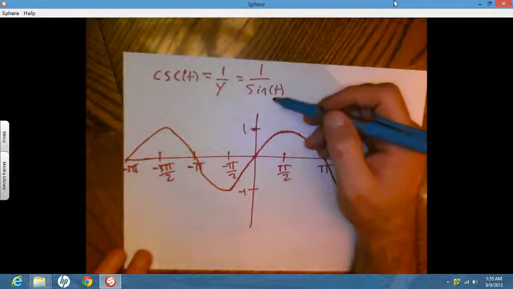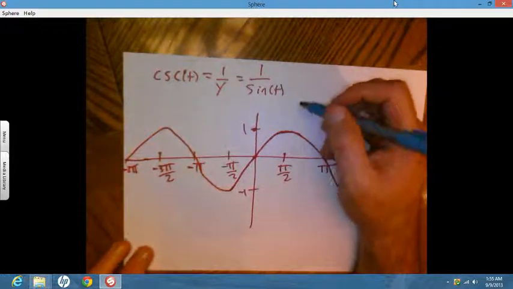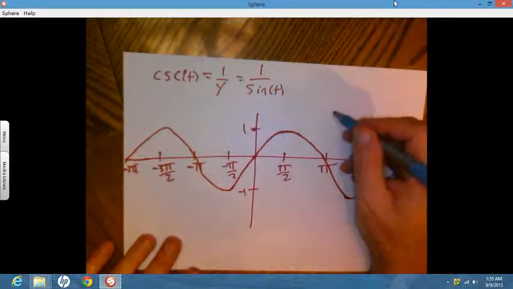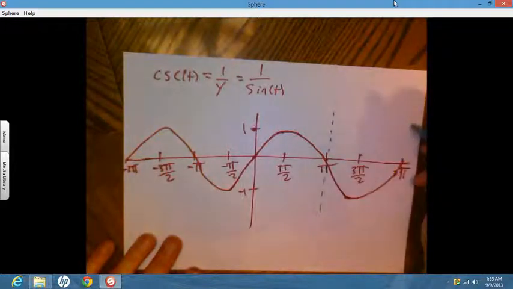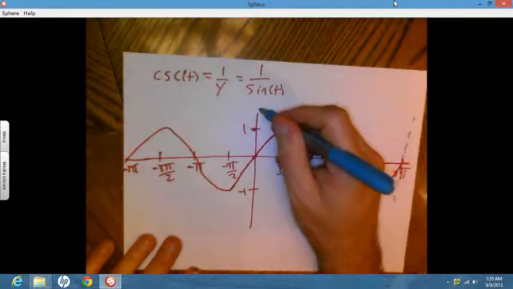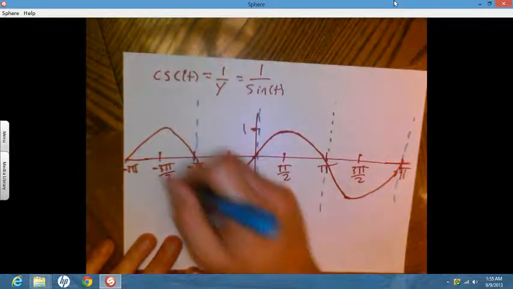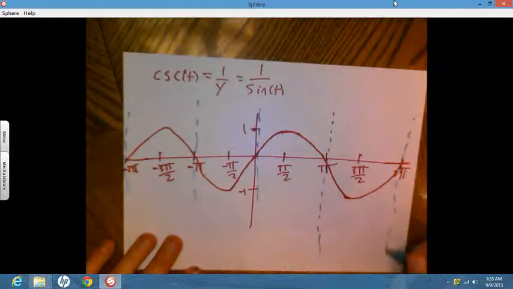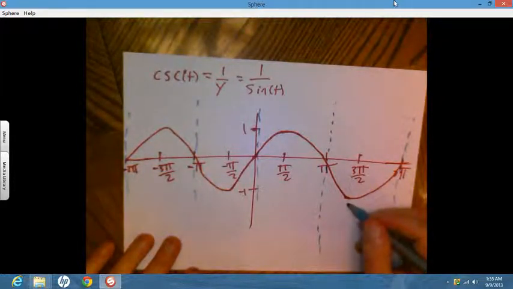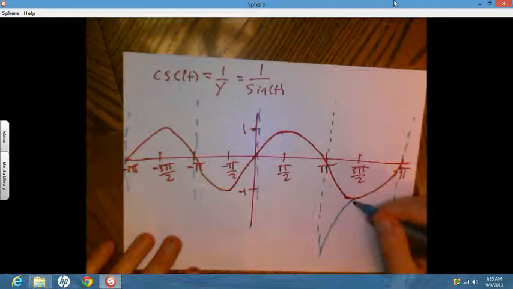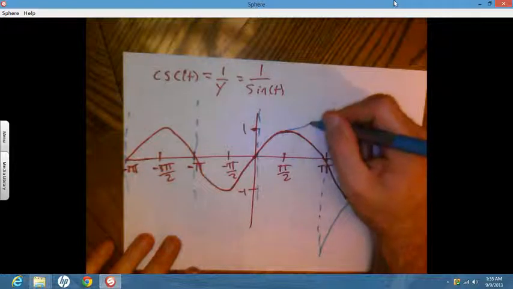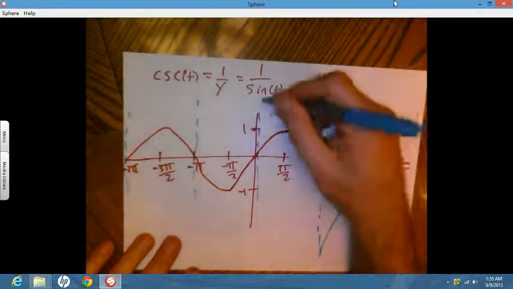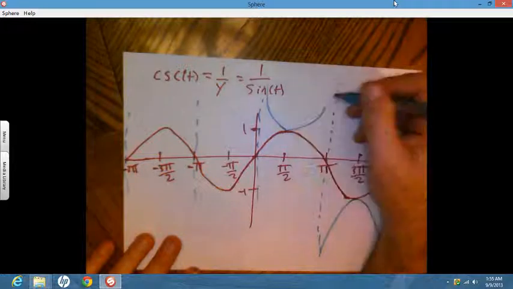Now, when the sine is 1, the cosecant is also 1. So wherever the sine is 1, the cosecant is going to be 1, and it's going to come up like this. It's never going to touch the asymptotes, but the cosecant function is what I have drawn in blue. Okay.